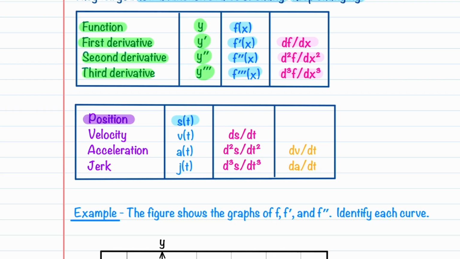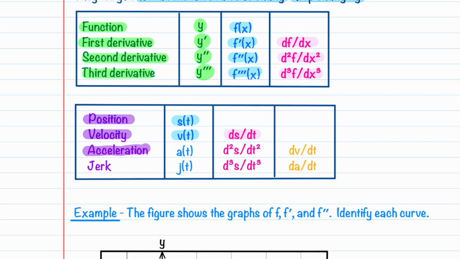A function can also represent the position of an object and be notated as s of t. Velocity is the instantaneous rate of change of position with respect to time and is notated typically as v of t or ds dt. This could also be written as s prime of t.